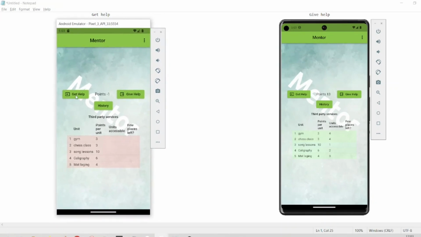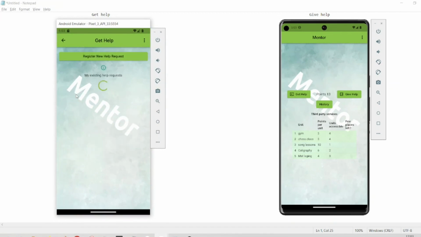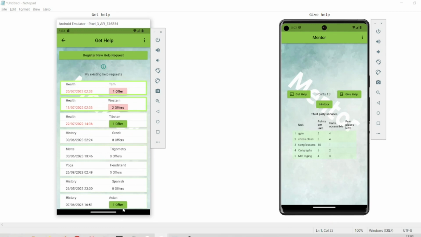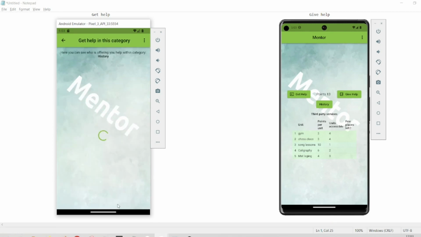We then press the button, Get Help. And here we see that we have received an offer for History. We press the button, Offer. At the moment only one person has responded to our request and submitted an offer. In a real situation, there may be several people who have offered help. It is then up to the person to choose which offer is best.